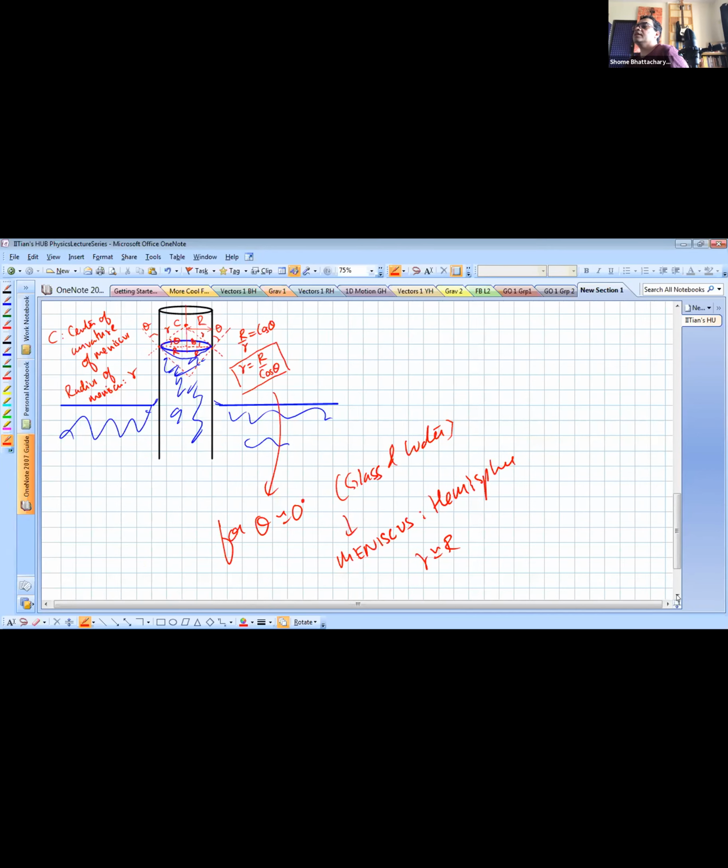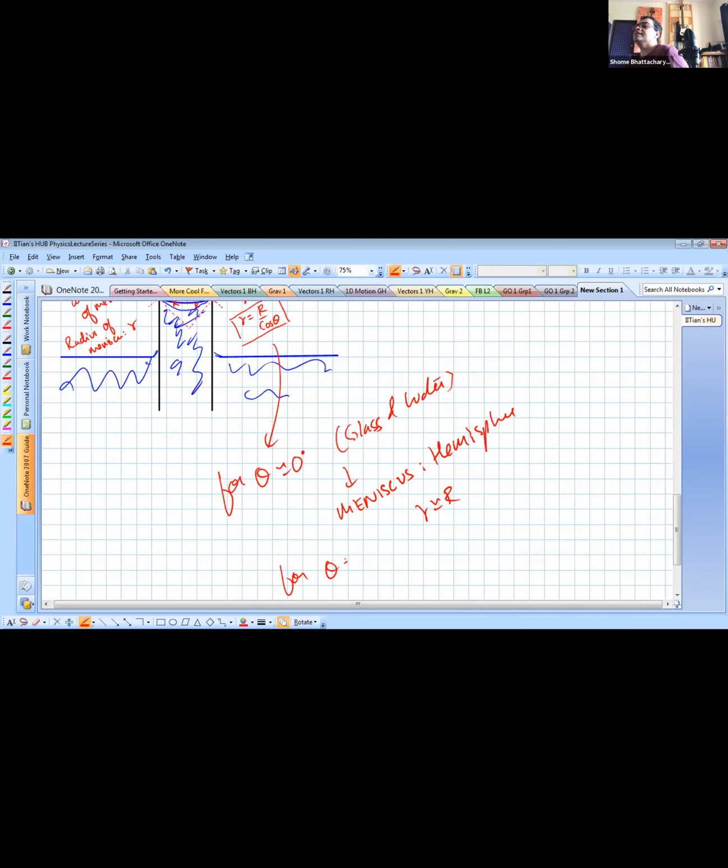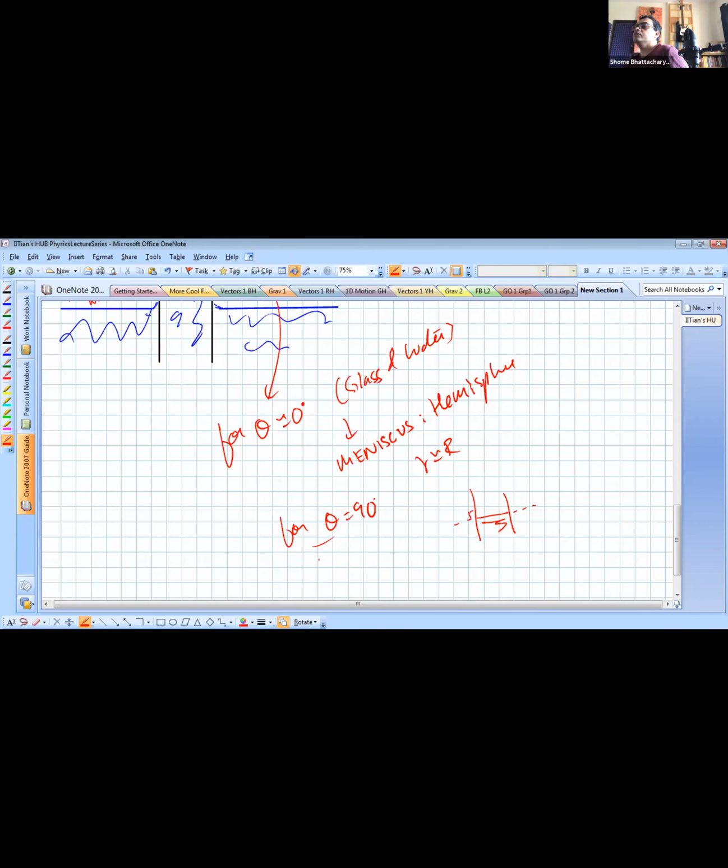Whereas the other extreme case is that theta equal to 90 degrees. That is when your meniscus will look flat like this, because the contact angle is 90. So because it's flat, it doesn't have a radius of curvature. I mean, it's a plane surface, so its radius is tending to infinity. So those are like the two extreme cases.